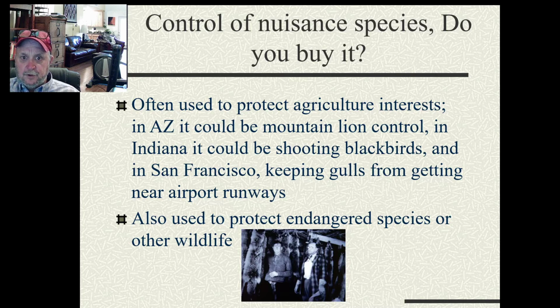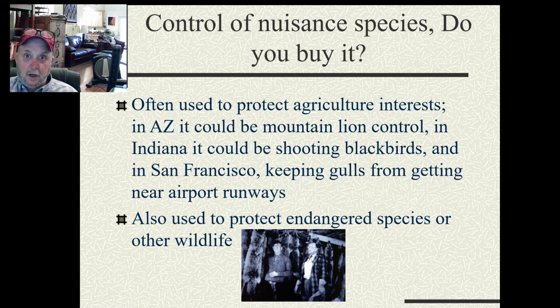I mentioned control of nuisance species. That's something that goes on more than I think most urban people realize. There are government trappers, federal government trappers throughout the state of Arizona that kill mountain lions and coyotes to reduce predation on cattle, primarily sheep. It could be killing blackbirds in Indiana to keep them out of cornfields. It could be killing geese in San Francisco to keep them away from the airport. And since we had a jet land in the Hudson because it sucked in geese, most people realize that that's important.